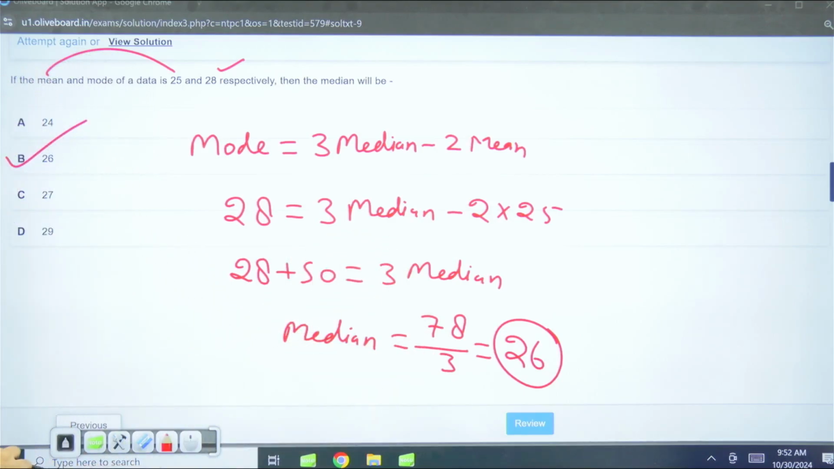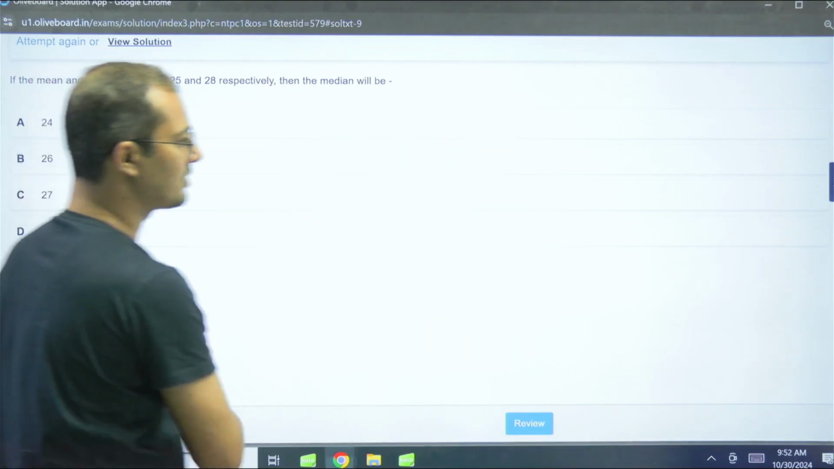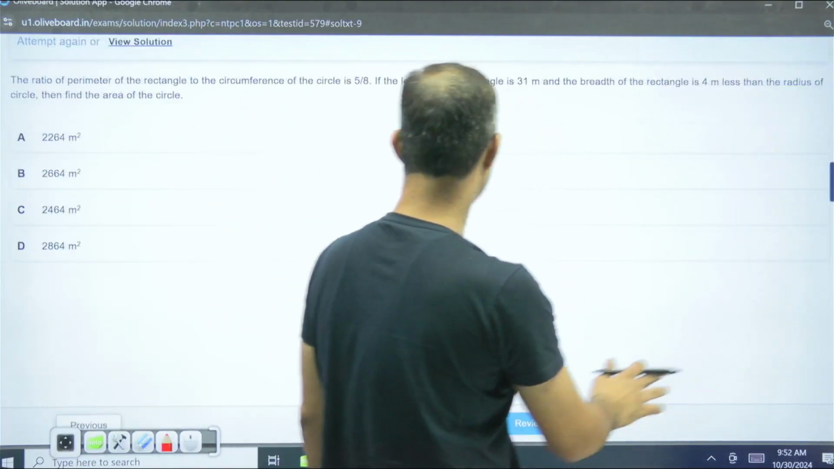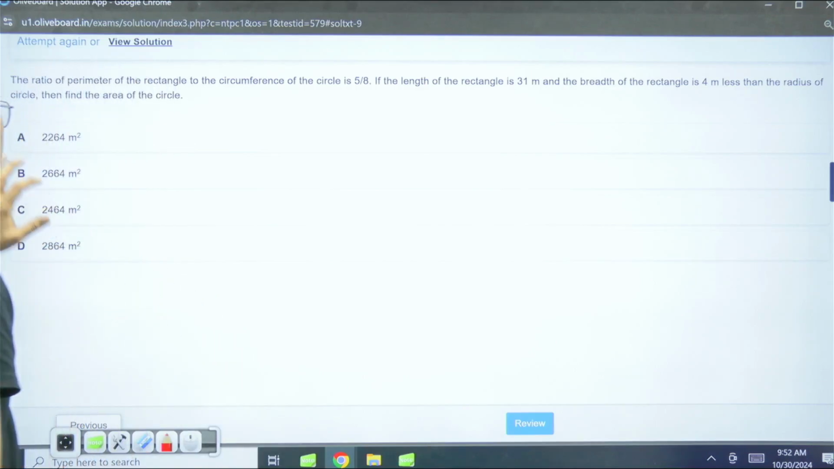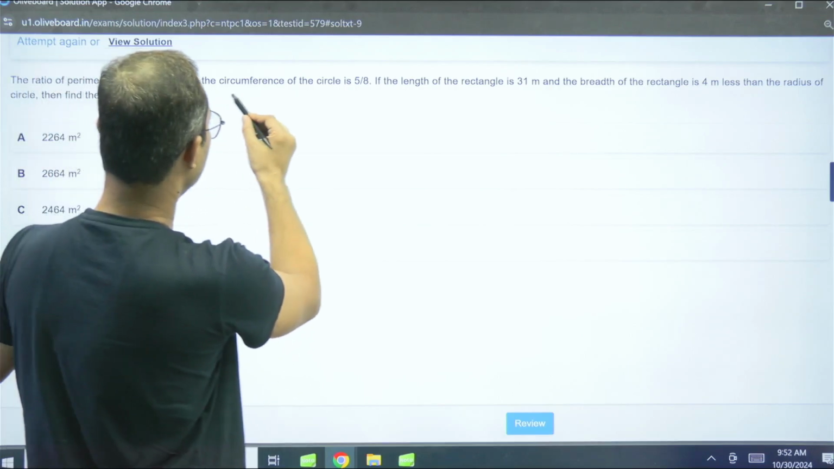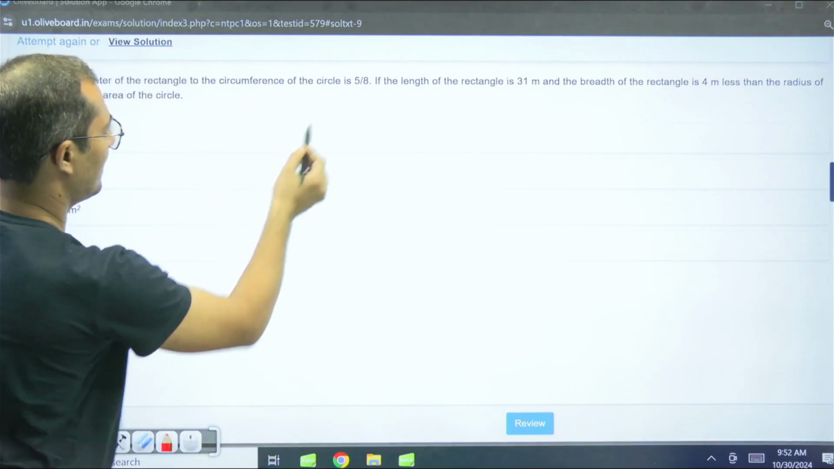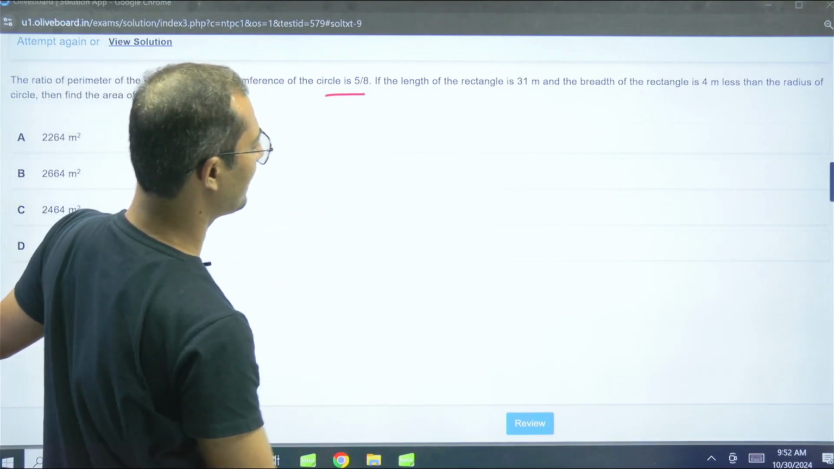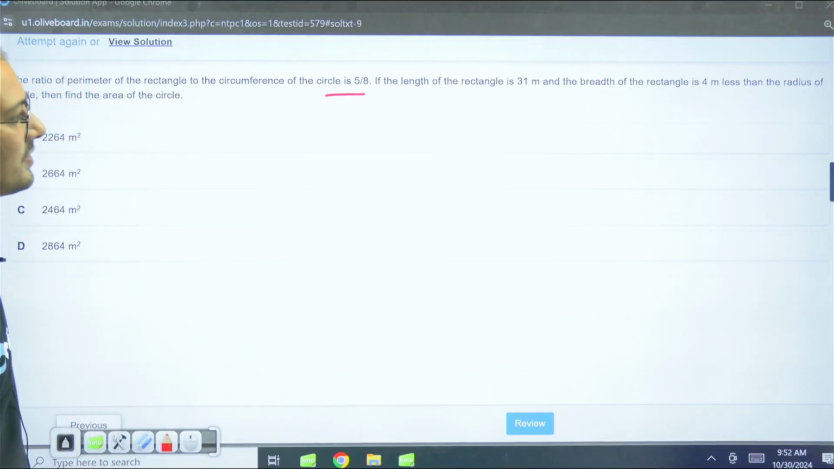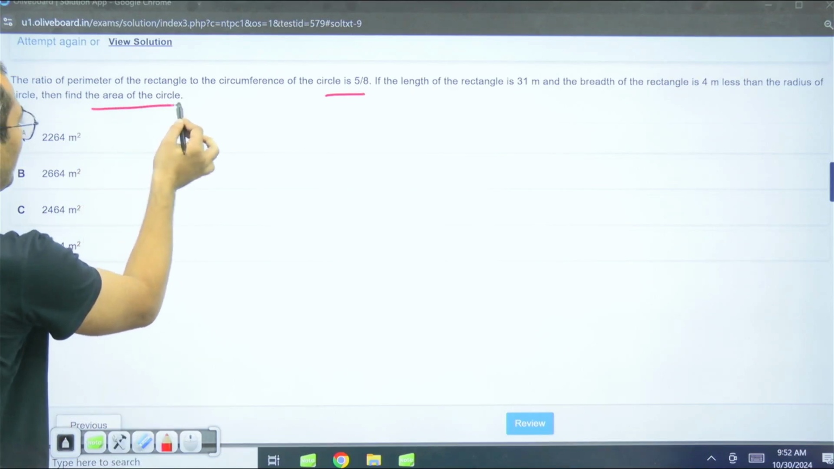So moving to next question. Tell me what is the answer of this question. The question is saying the ratio of perimeter of the rectangle to the circumference of the circle is 5 by 8. If the length of the rectangle is 31, breadth of the rectangle is 4 meter less than the radius of the circle, then find the area of a circle.